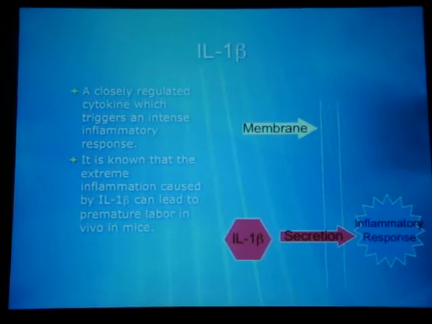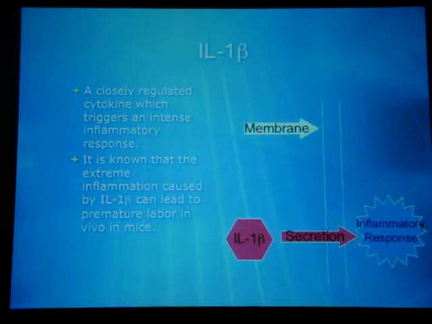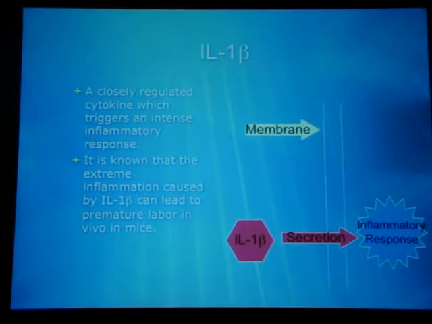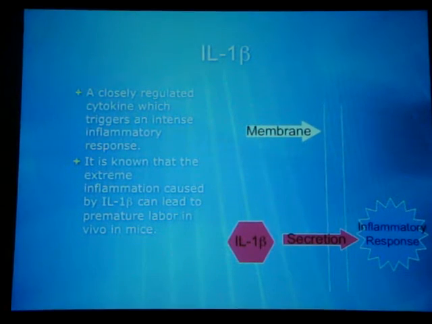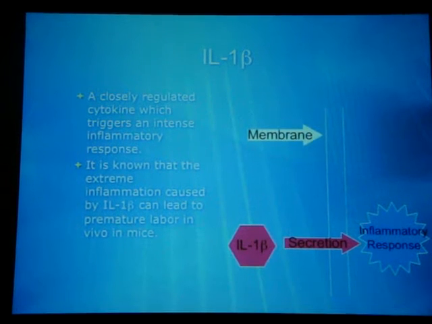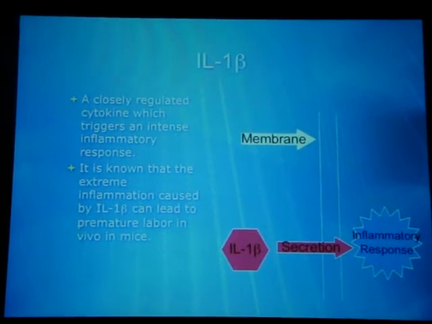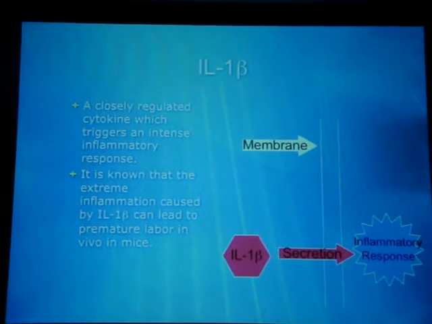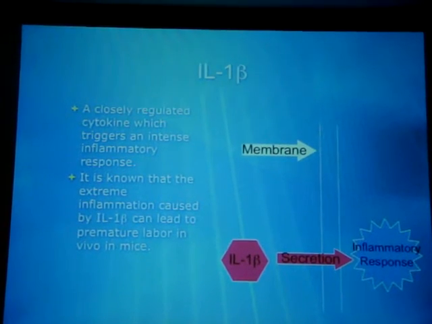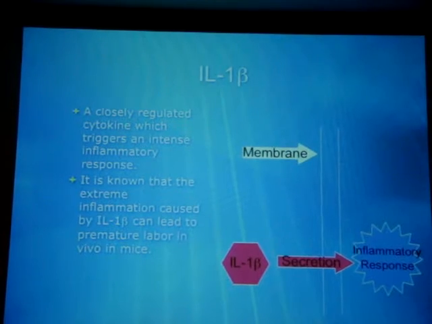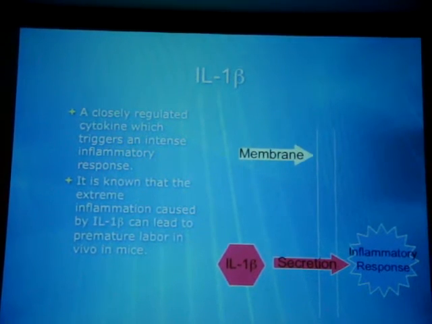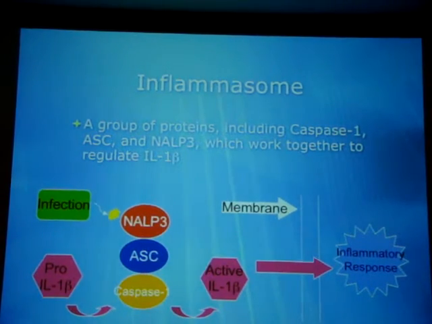These detect infectious components in the cytoplasm. IL-1 beta is one of the cytokines that can be produced when an infection is detected. It's very closely regulated because it causes an extremely intense inflammatory response, and it is known that this extreme inflammation can cause preterm labor in vivo in mice.